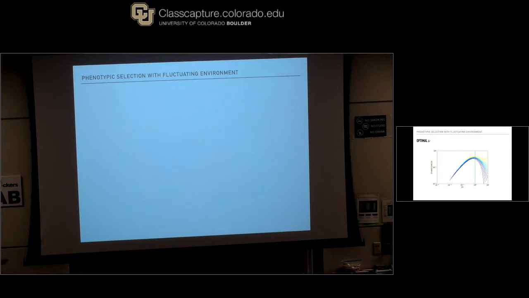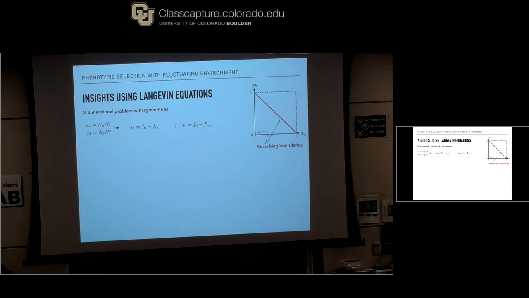Let's see. Okay. So you can write down the Langevin equations for this. So we have the 2 phenotypes, XA and XB. XA is the good phenotype, XB is the bad phenotype. The setup here is symmetric, so their fitness effects are plus S and minus S relative to the wild type. These are the fitness advantages and disadvantages relative to the wild type.